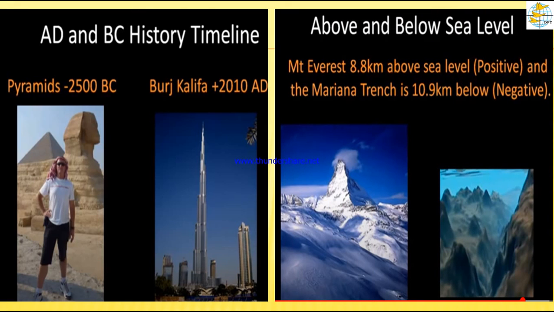Then above and below the sea level we discussed already. Above the sea level we represent with positive, like Mount Everest, the height of Mount Everest, 8.8 kilometer. It is above the sea level, so we represent with positive. The Mariana Trench is below the sea level. So we represent the depth of the Mariana Trench with negative, minus 10.9 kilometer.